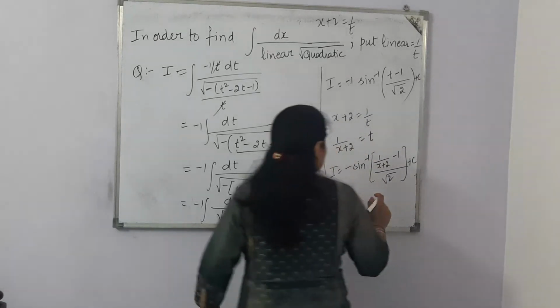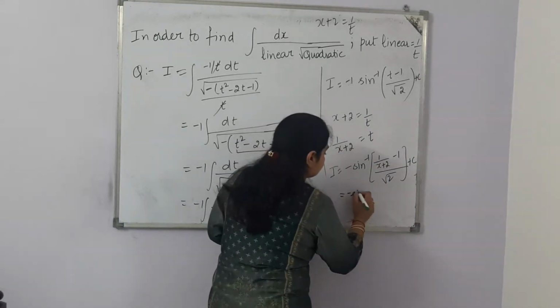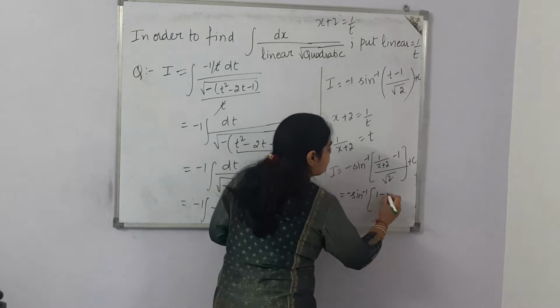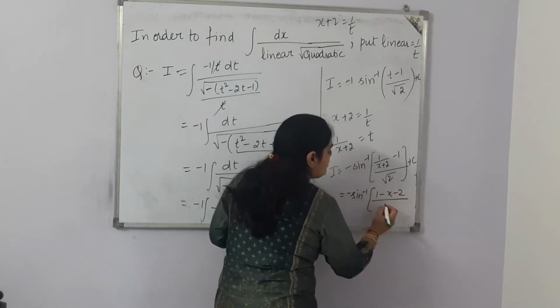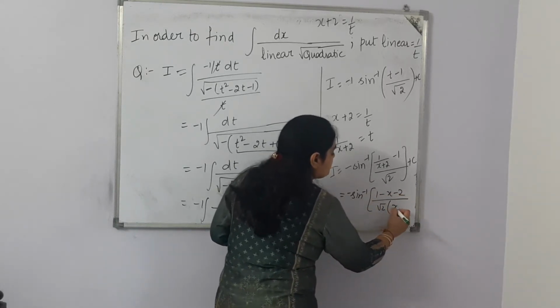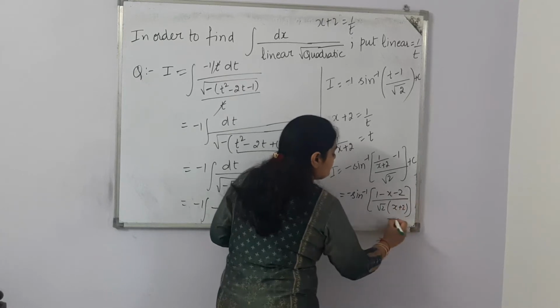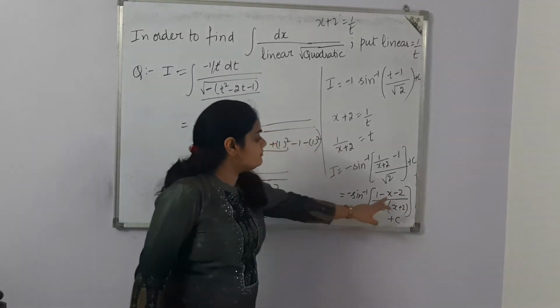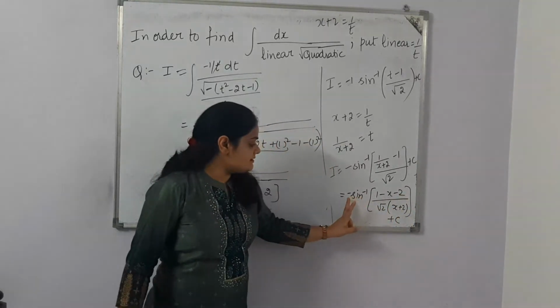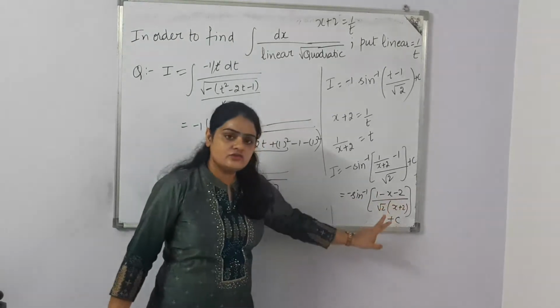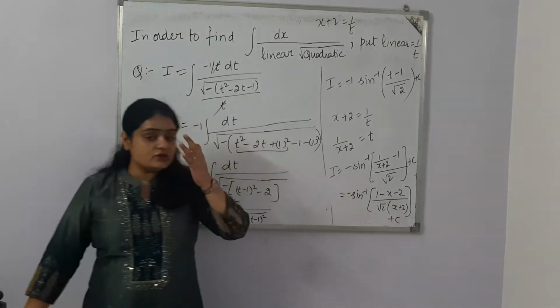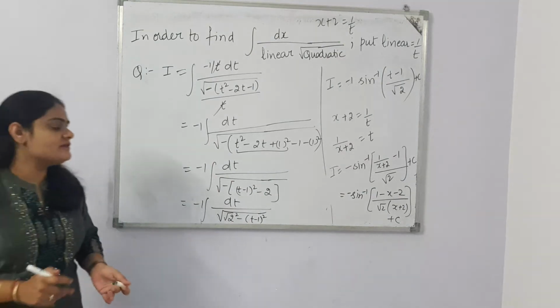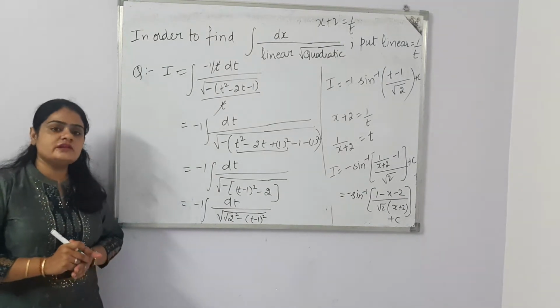So after taking LCM, what we will get? 1 minus x minus 2 whole upon under root 2 into x plus 2 plus c. So here I will get minus x minus 1. That means minus sine inverse of minus x minus 1 upon under root 2 into x plus 2 plus constant. Hope this question is clear.